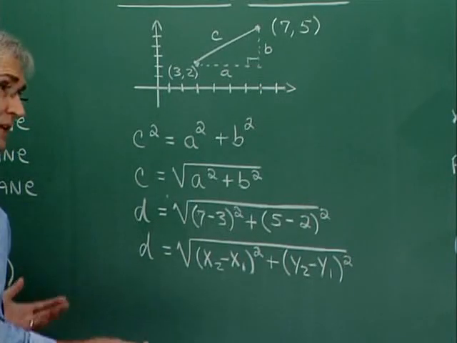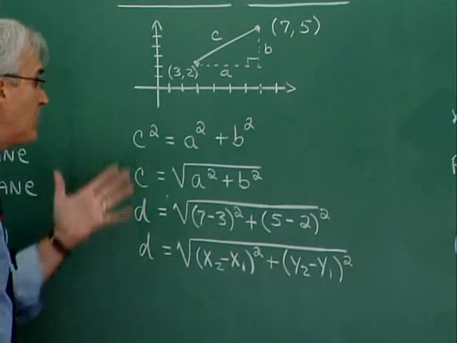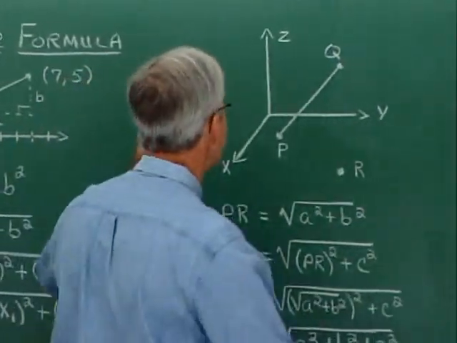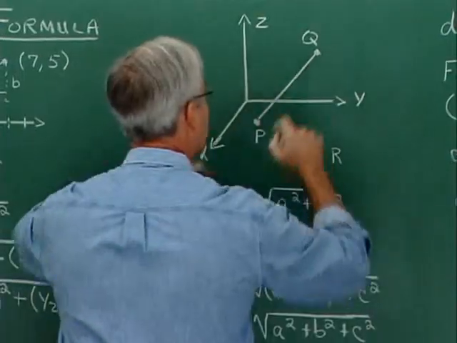Now, in 3 space, we just extend this idea a little bit and use the distance formula that we have here twice. Here's how it goes. Suppose we want the distance from P to Q.